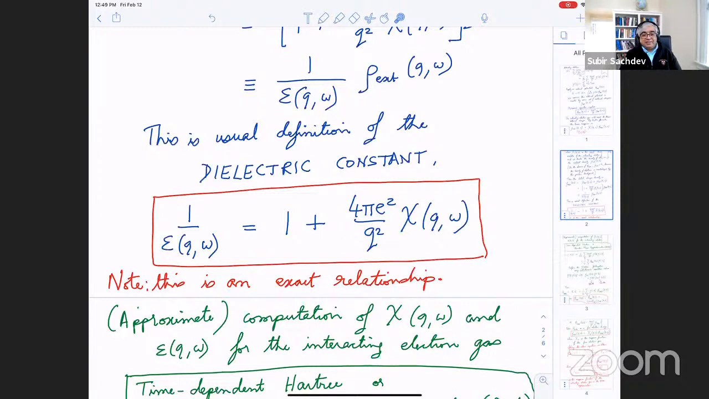And the reason it's terrible is kind of staring at you in the face, and has to do with the long-range interaction of the Coulomb gas. There's 1/Q² out front. So as Q goes to zero, this thing blows up. So I better be very careful. I understand the origin of the singularity and see how it affects chi.